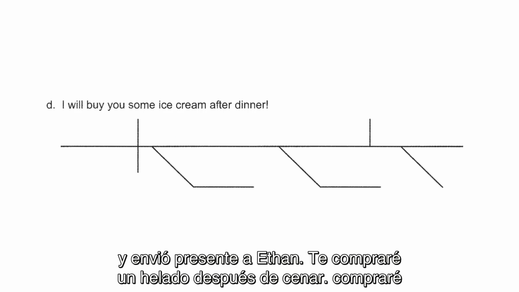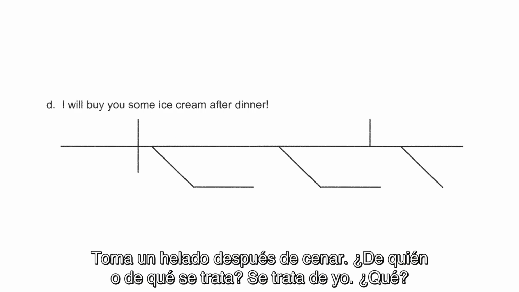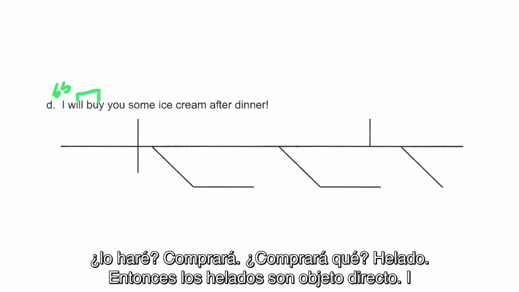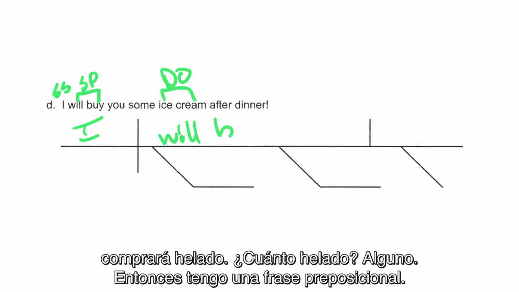I will buy you some ice cream after dinner. Who or what is this about? It's about I. What will I do? Will buy. Will buy what? Ice cream. So ice cream's our direct object. I will buy ice cream. How much ice cream? Some.